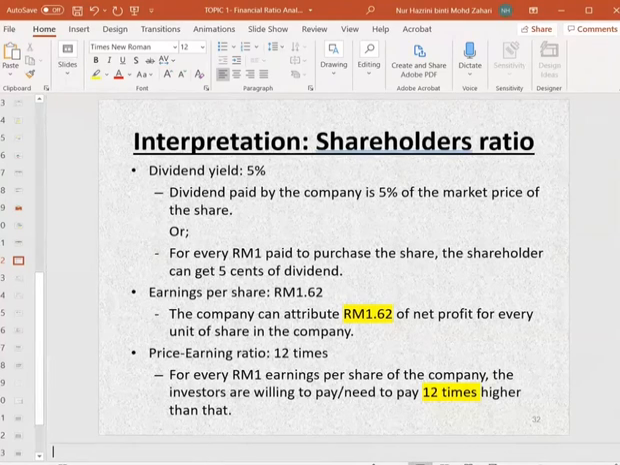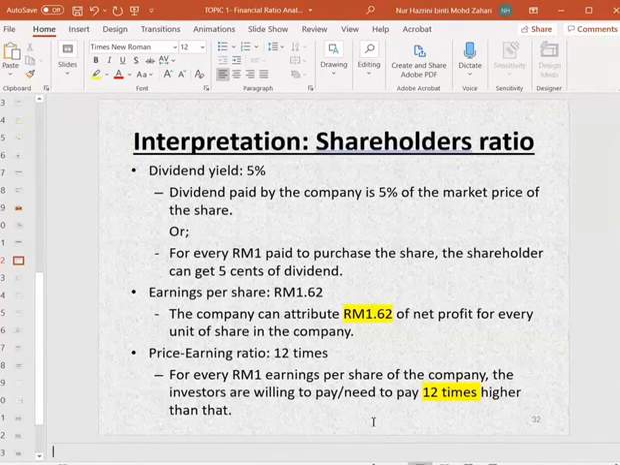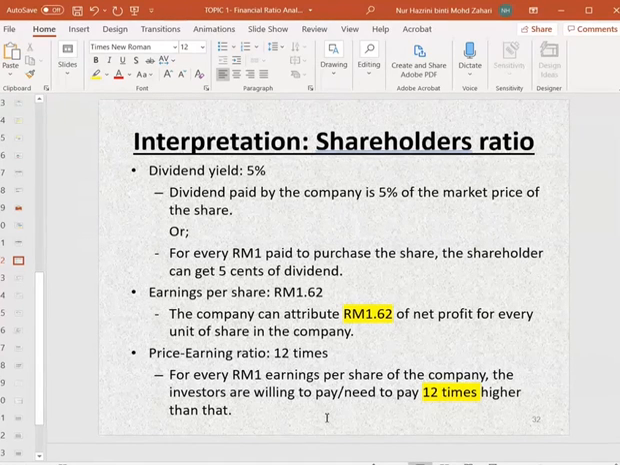So if the price earnings ratio is higher, it means people expect the company is going to be better in the future. That's why the market price spikes up. But it does not necessarily mean that you will get the same result as you expected in the future.